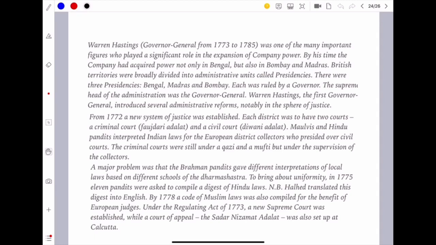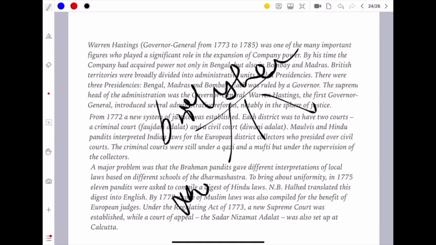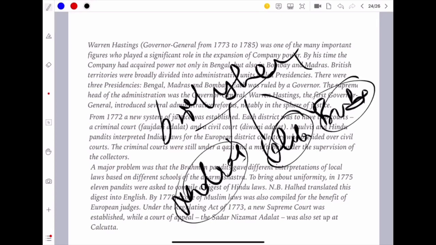We had three British territories. There were three: the Madras presidency, the Calcutta presidency, and the Bombay presidency. So these were the three territories of the Britishers. Clear?